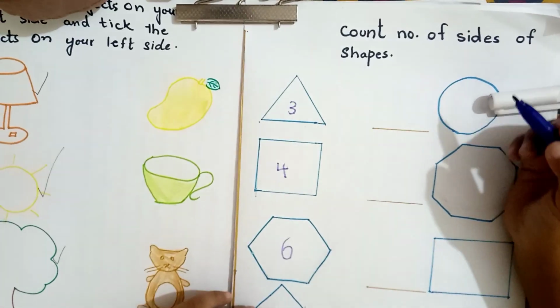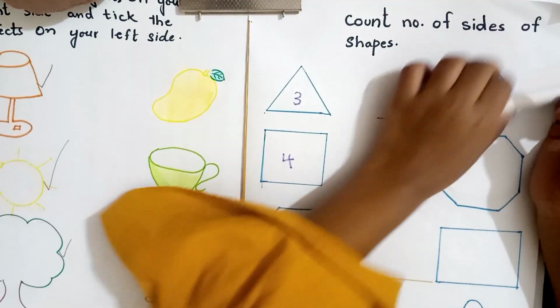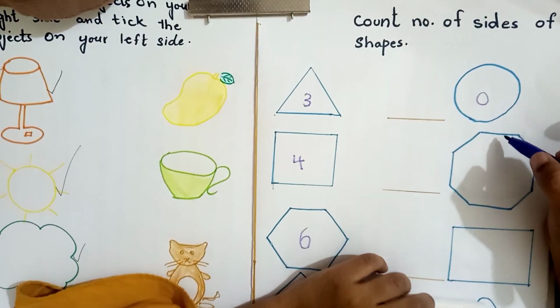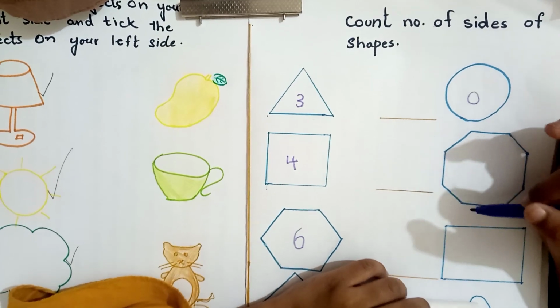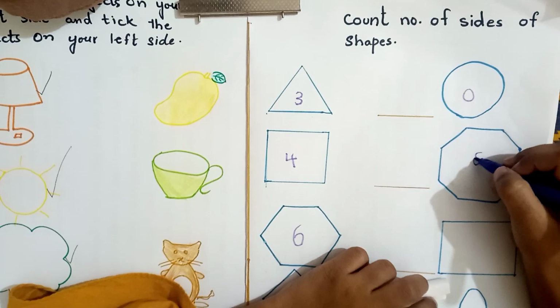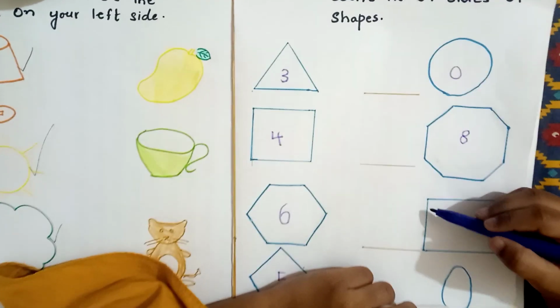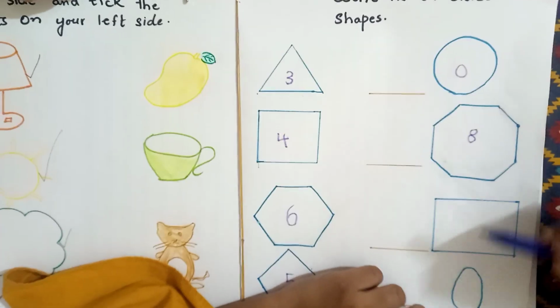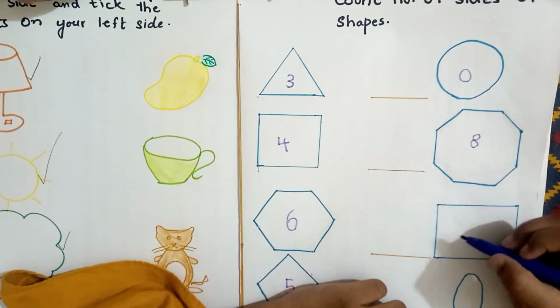Circle. There's no side. 0. This is octagon. 1, 2, 3, 4, 5, 6, 7, 8. 8 sides. Rectangle. 1, 2, 3, 4. 4 sides.